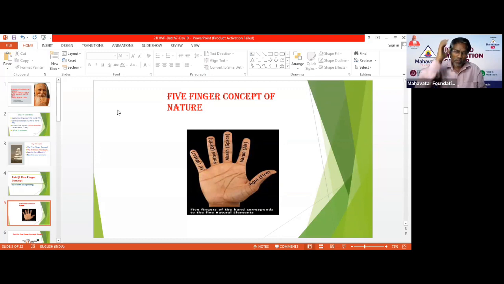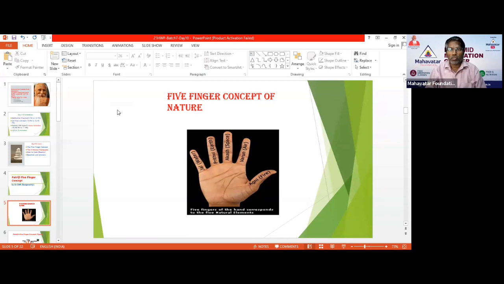So with these five fingers, friends, try to understand. Our body is constructed with the help of these five elements of nature. Our body and the entire universe, for that matter, is constructed. Whatever physicality you see is constituted by these five elements, which are very, very important.